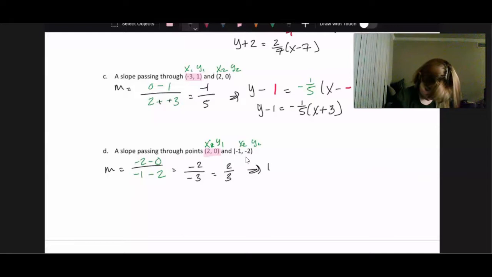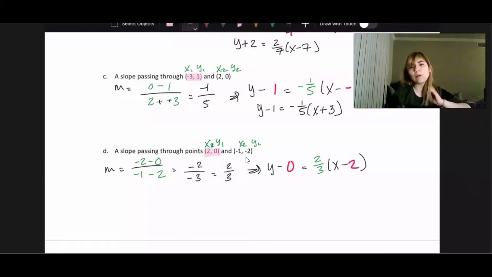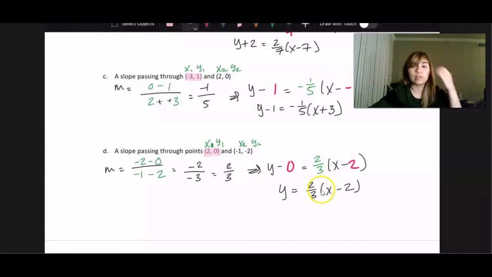Do the same thing here, y minus y1, which is 0, equals m, which is 2/3, x minus x1, which is 2. This one you can simplify. Y minus 0 is just y. So typically there's a 0 involved and you can just simplify it. Now this one you can see if you distribute your fraction to the 2/3, it'll give you gradient intercept form, where it's y equals mx plus b. But I'll just leave it like this in point slope form, because it is an equation of a line.